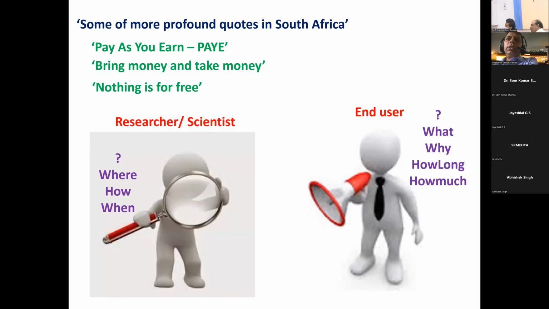If you are a researcher or scientist, you will be looking at where you find your science, what you want to do, how you want to do it, and when you would like to do it. But if you are serving a customer, they expect to know why you need to do it, what you would like to do, how long it will take, and how much it will cost. So I'm just putting a few questions across there.